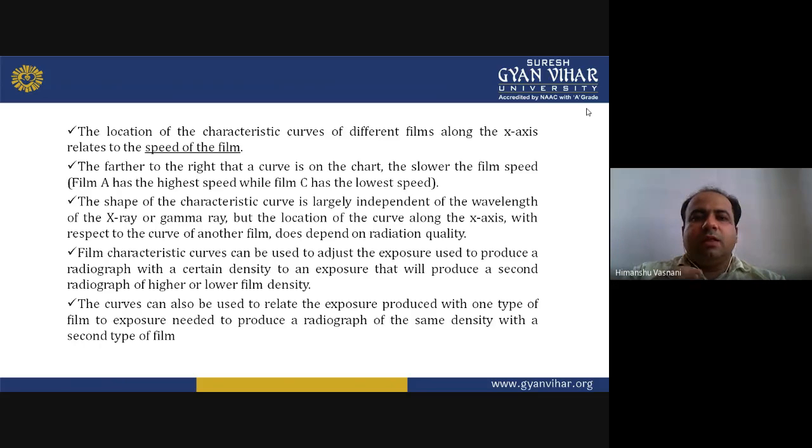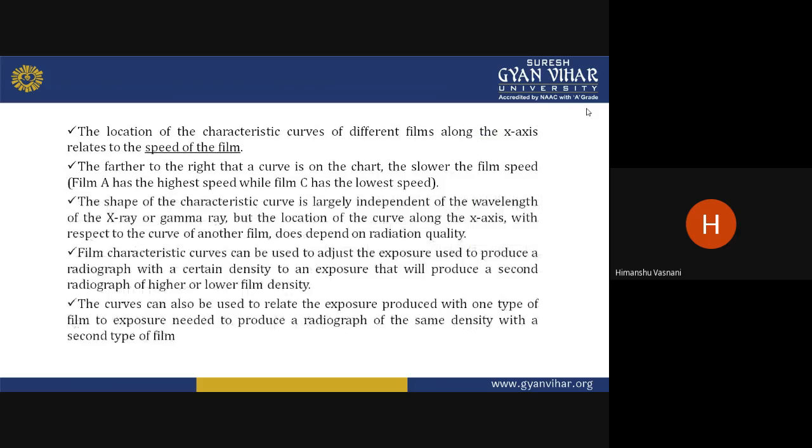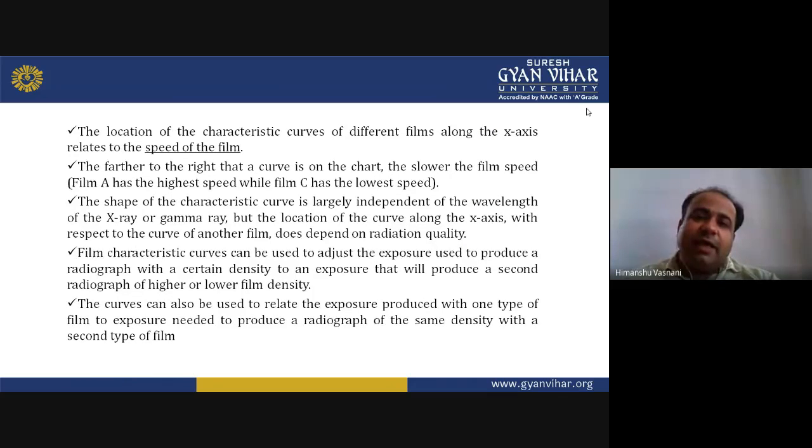The farther to the right that a curve is on the chart, the slower the film speed. Like here, you can see in this previous diagram, film A first, then film B, and then film C. Here they say film A has higher speed, while film C has the lower speed.